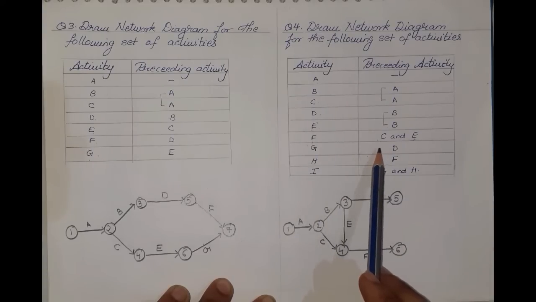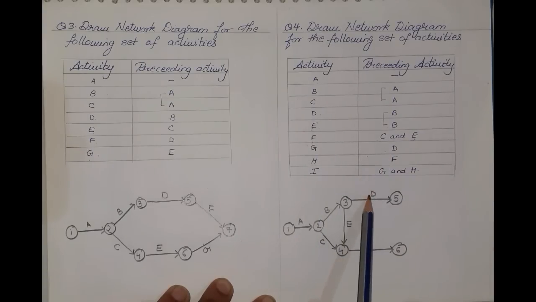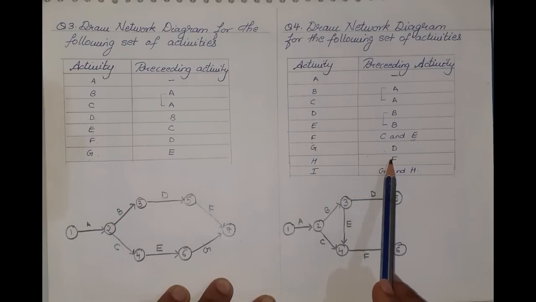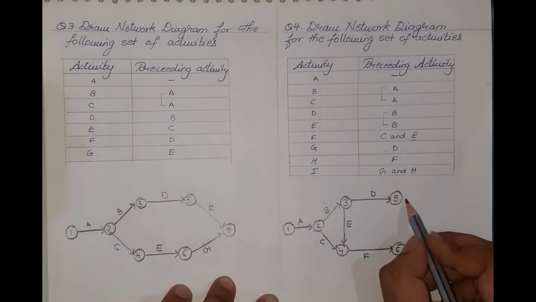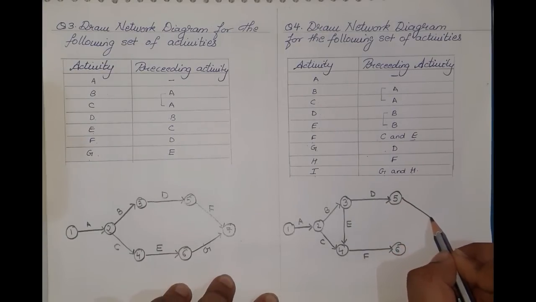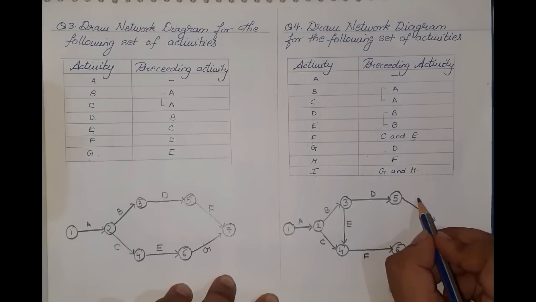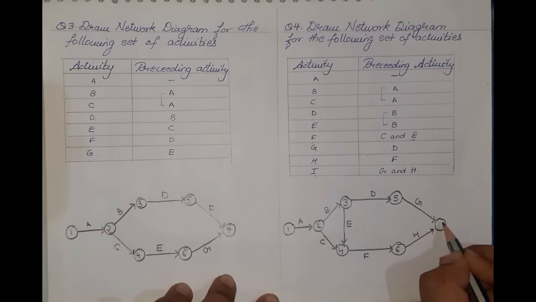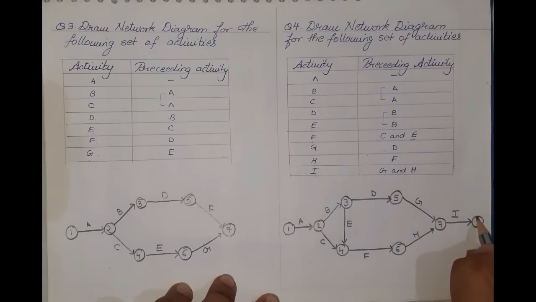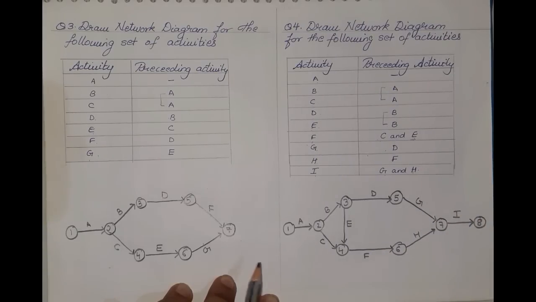Now from activity D, G is evolved, and from F, H has evolved, and then G and H both close down to I. So now this is tapering down. So from D we have activity G, and from F we have activity H. They both merge to form a single activity, that is activity I. So here our network diagram ends at event 8. It started from 1, it ended at 8.